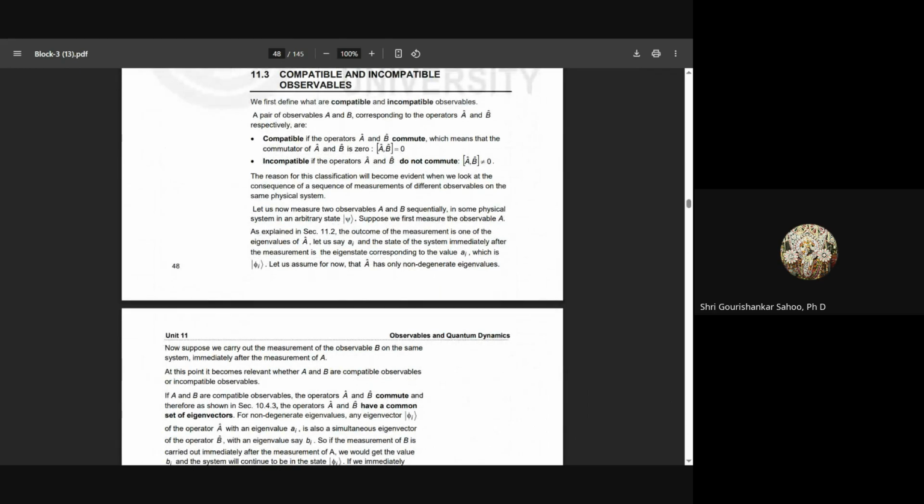Then compatible and incompatible observables. Observables are compatible if the operators A cap and B cap commute, which means that the commutator of A cap and B cap is 0. So in the commutator bracket, A cap, B cap will be 0. Incompatible if it is not 0. Are you getting it?